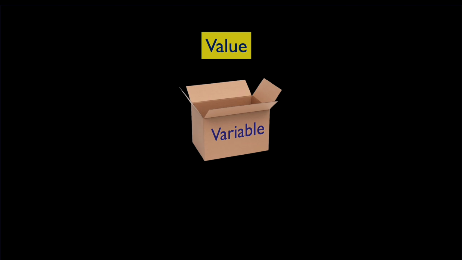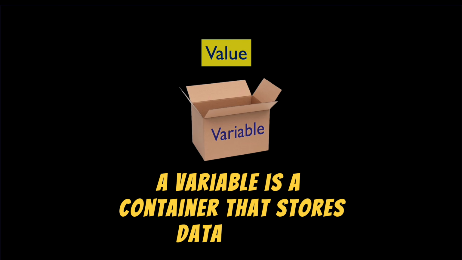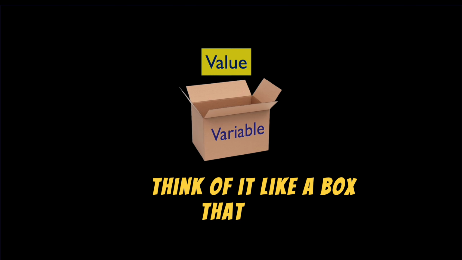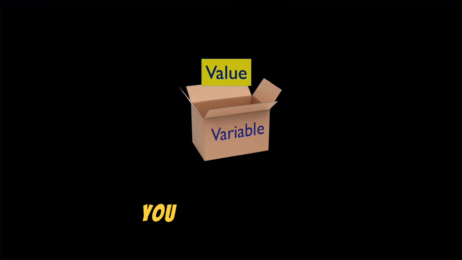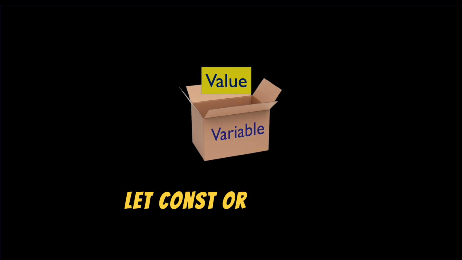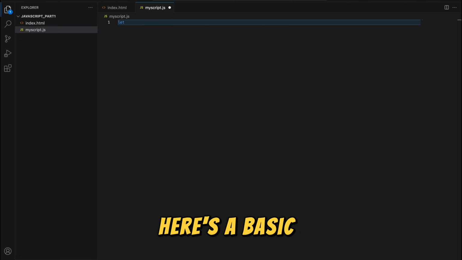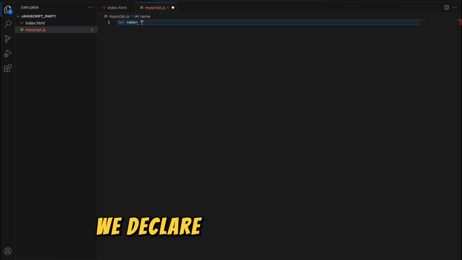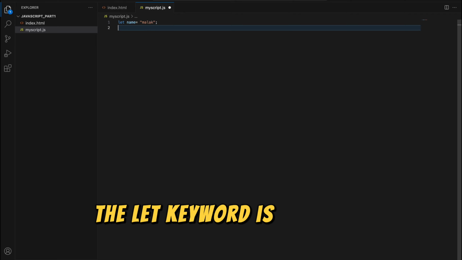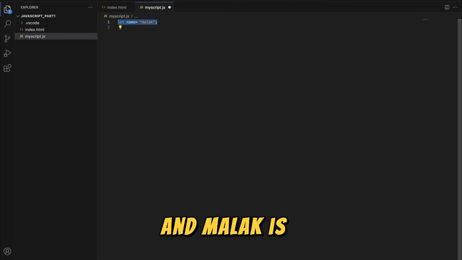What are variables? A variable is a container that stores data values. Think of it like a box that holds information. In JavaScript, you can declare a variable using let, const, or var keywords. Here is a basic example. In this line of code, we declared a variable called name and assigned it the value malloc. The let keyword is used to define a variable, and malloc is a string, which is a data type we'll talk about in a moment.